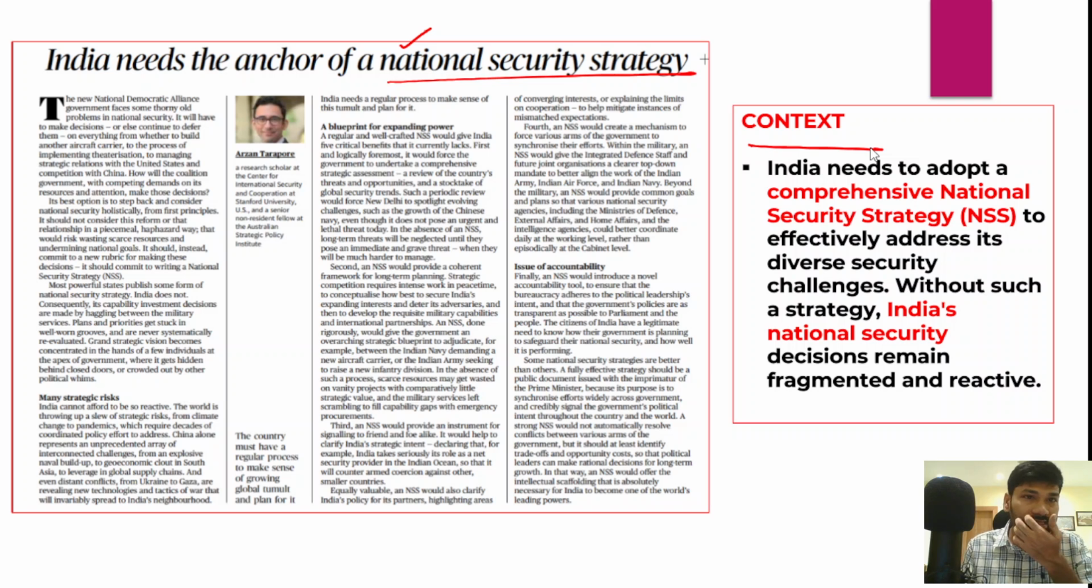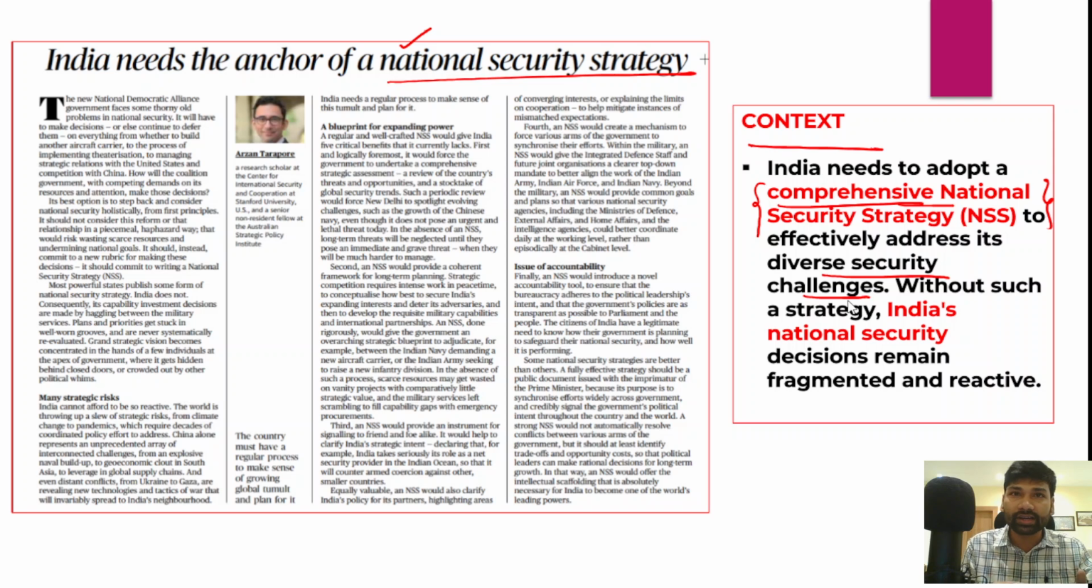What is the context? The context is that the author is suggesting that India should have a comprehensive national security strategy. So he stresses that India should have a comprehensive national security strategy. Now this national security strategy could address the diverse security challenges that India has been facing. We are very often concerned about the two front war, either China and Pakistan attacking India at the same time, and along with that, the world has been changing and becoming more and more dynamic, and has become a multipolar world where India's weight has also been significantly increasing. And therefore, in this context, having a comprehensive national security strategy would certainly benefit India by effectively addressing the diverse security challenges that we have been facing as of now.